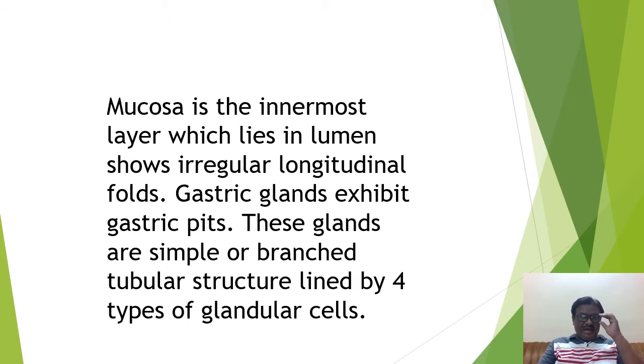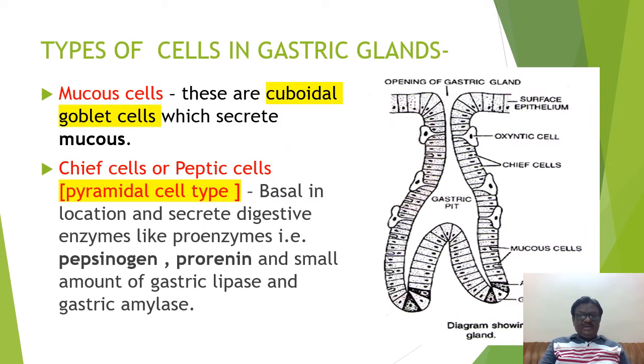What I discussed earlier is that the mucosa is the innermost layer, which lies next to the lumen and shows irregular longitudinal folds. The gastric gland exhibits gastric pits, and these glands are simple or branched tubular structures lined by 4 types of glandular cells. Now, these are the types of cells present in the gastric gland, and this is the histological structure of the gastric gland.